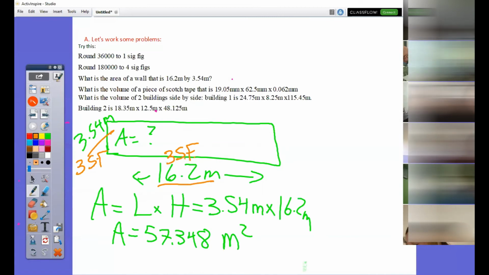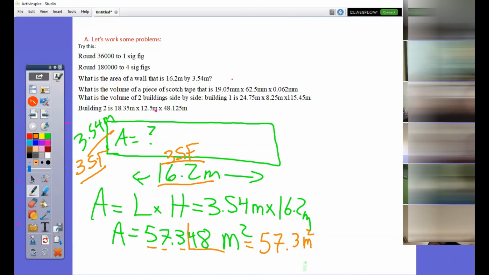So my answer can only have the lower of those two numbers. Well, those two numbers are the same, 3 and 3. So there is no lower number, but there's no higher number either. That means I can only have 3 sig figs in my answer. So again, I start on the large side of the number and I count 3: 1, 2, 3. Those are the digits I'm going to keep. I cut off everything else. I keep the units, but I cut off the other numbers. The correct answer to this calculation then is 57. Hold on, that was bad. The correct answer is 57.3 meters squared.